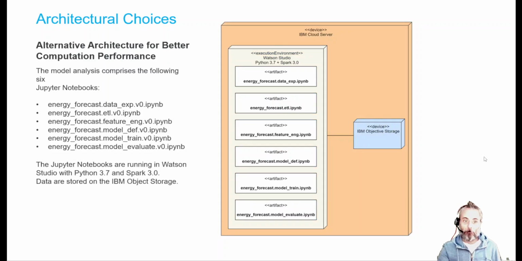A better alternative architecture would be to use the IBM Cloud server with the Watson Studio environment with Python 3.7 and Spark 3.0. We have exactly the same six notebooks, but the only difference is that the exchange of data is now done with IBM Object Storage, which also allows the use of data from one notebook in the other one.